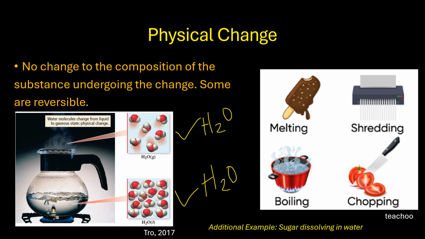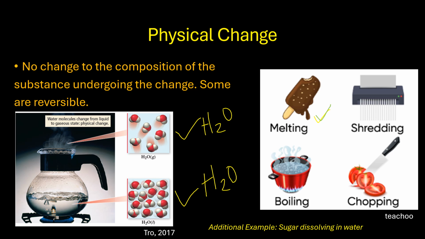Even when you melt something, if I melt ice or I melt ice cream, the chemical composition of that substance does not change. It's still ice cream, it's just melted ice cream. It's still water, it's still H2O, but it's going from frozen water, ice, to liquid water, which is just water.